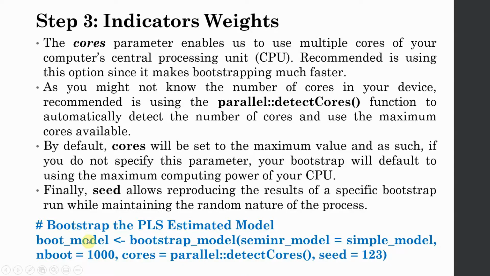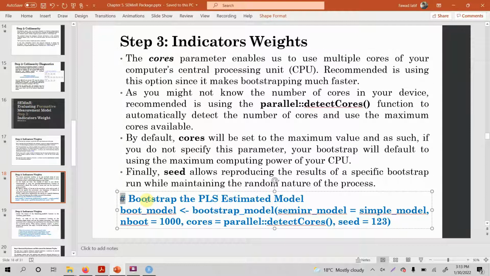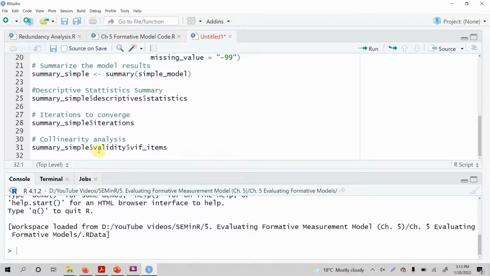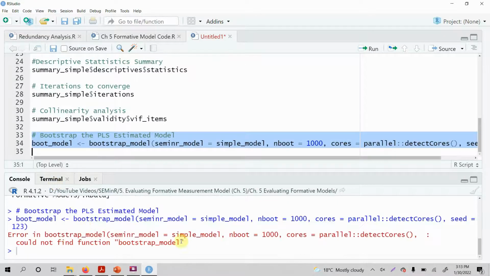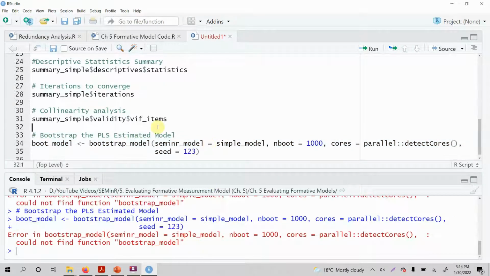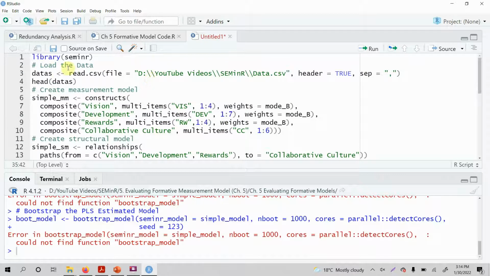Now, how do we do this? Just simply copy this text here. And this is the text we've already done in the previous sessions with regards to evaluating our formative model. Now, let's run this. Now, look at this. There is an error. Now, let's see what the error is. The reason being, after the previous video, I did close this particular software. Now, since I closed it, everything got closed.